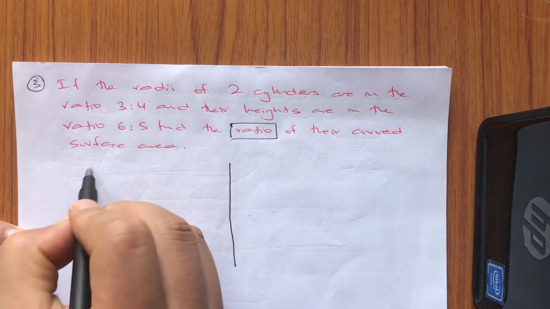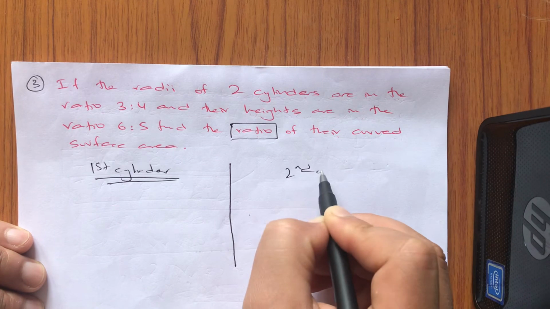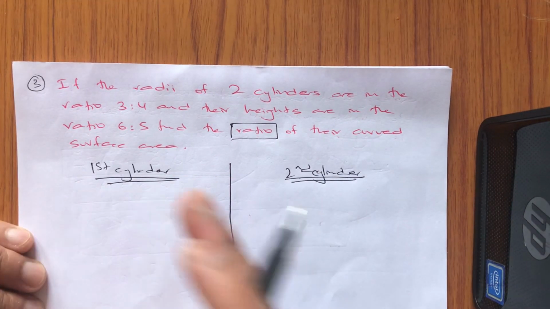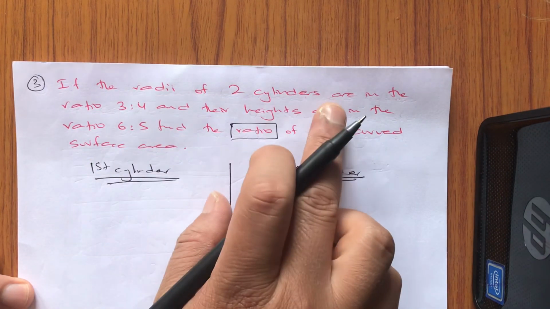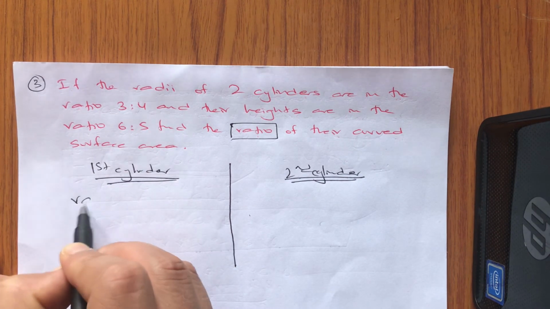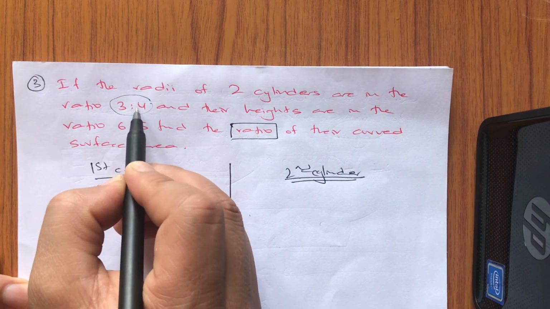So I write the first cylinder and I write the second cylinder, and any information related to my first cylinder I write on the left, on the second cylinder I write on the right. So it says radius of two cylinders are in the ratio. So once it's in the ratio, we can write them in terms of x or any other variable.